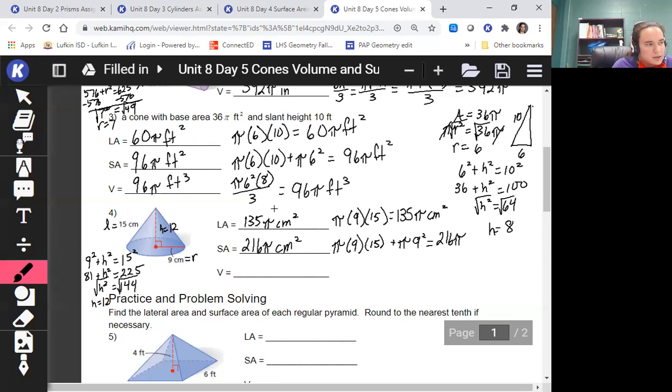And then we need our formula for volume. Again, area of base times your height divided by 3. And area of base is pi r squared. So pi times your radius, which is 9 squared, times your height, which is 12, divided by 3. And that equals 324 pi centimeters cubed.